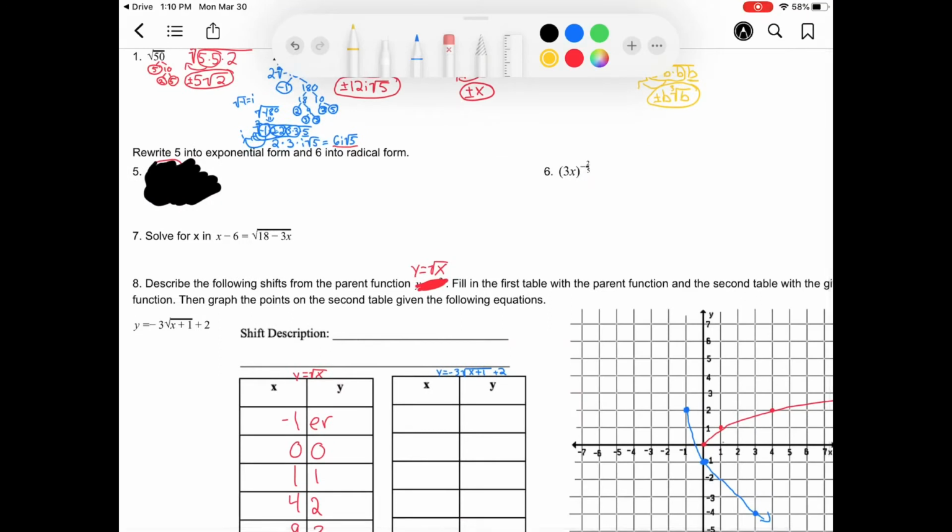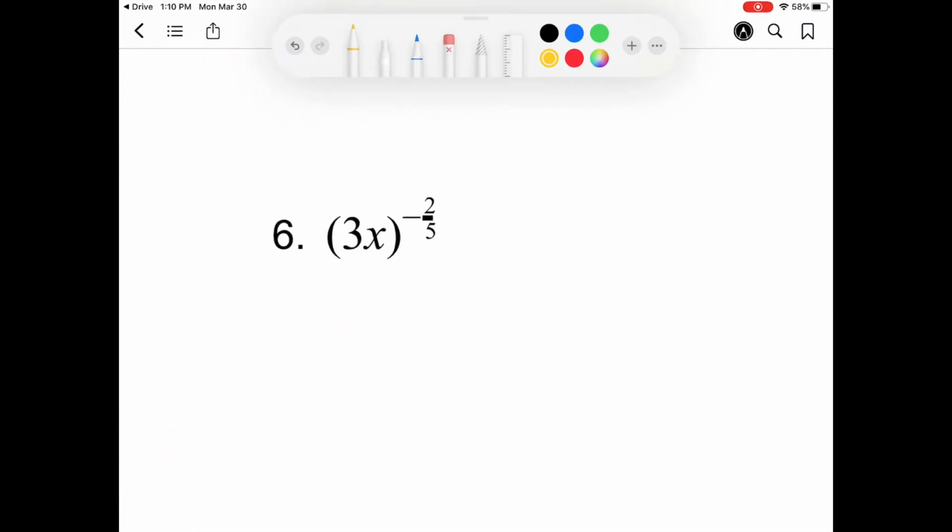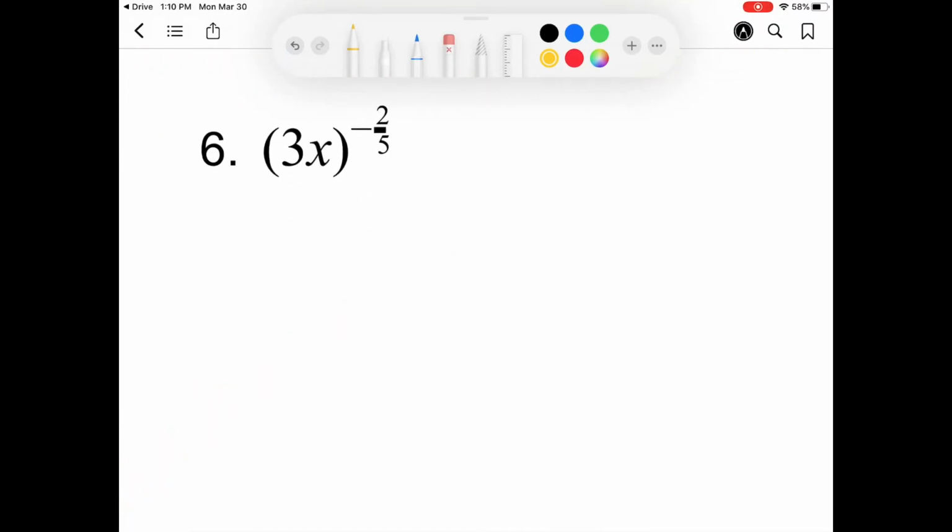Alright. So 5 and 6, you are going in between radical and exponent or exponential form. So I'm going to start with number 6 because it's the hardest. And number 5, you're actually going to go backwards from what I'm doing in 6. So let's look at it. For number 6, you're starting with exponent. And you want to go to radical. So that means you have to have a radical in the radical form. And we want to get rid of this exponent.